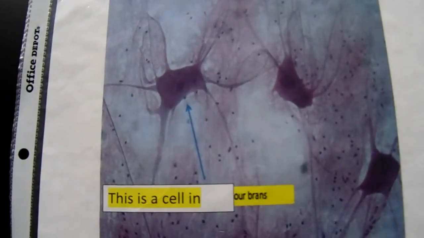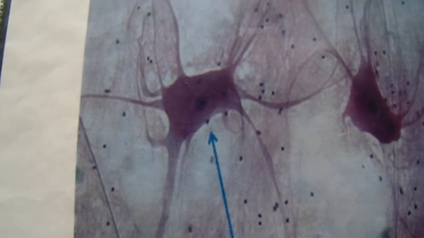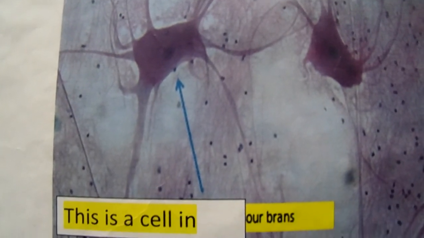Okay, tissue number 19, these are nervous tissues. Neurons are found in your brain, your spinal cord, your peripheral nerves. Okay, nervous tissue, nerves, neurons, they call them a lot of things.